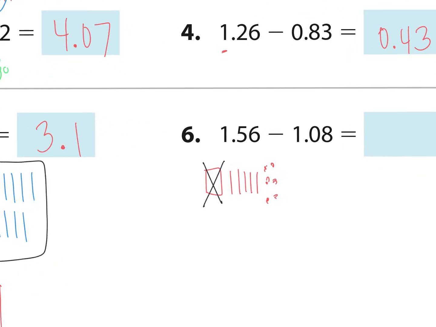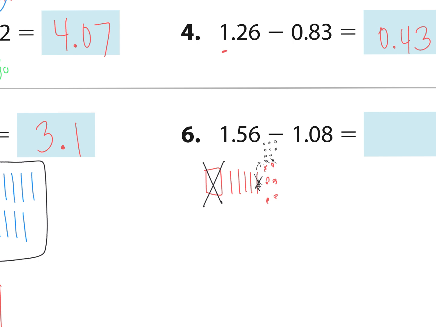I only have 6. So what am I going to have to do? I would then have to take one of these away and add 10 in its place so that I have enough to now be able to take away 8. Do y'all see what I did there? Yeah. Okay, so now I'm going to cross out 8 of these.